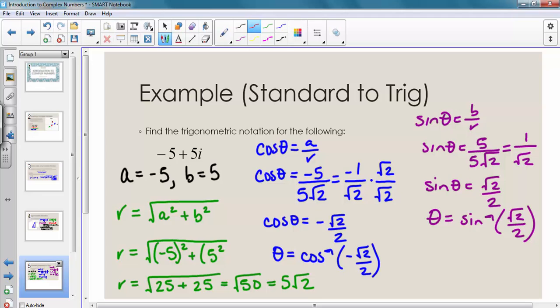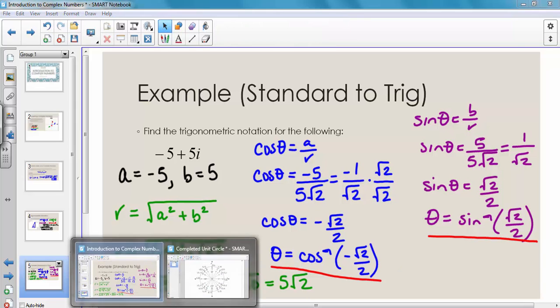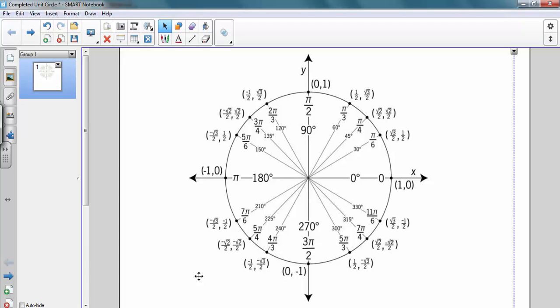I'm going to go to my completed unit circle, and I'm going to look for theta equals a sine inverse of root 2 over 2, or a y value of root 2 over 2, and a theta where I have a cosine inverse of -√2 over 2, or an x value of -√2 over 2. Looking for an x value of -√2 over 2, I find that at 3 pi over 4 and at 5 pi over 4.